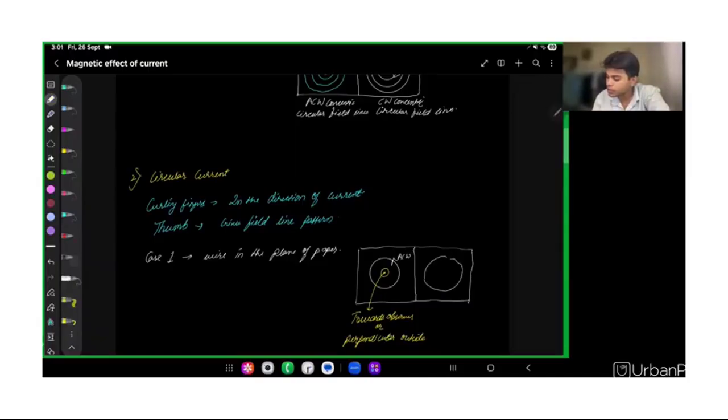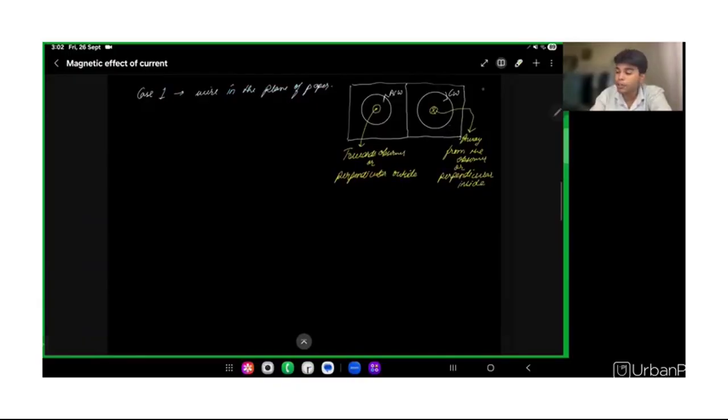Next one. If it goes clockwise, then it goes away from the observer or perpendicular inwards. And the sign is denoted by a cross sign. It's nothing but away from the observer, or perpendicular inside. Very easy. Now, the wire is perpendicular to the plane of paper.